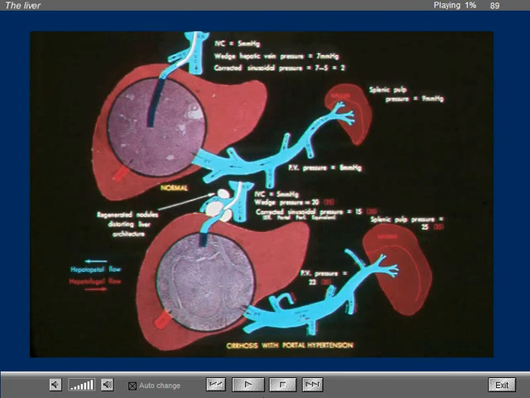In these two diagrams, we want to contrast a normal situation with a patient with cirrhosis. In the top diagram, note that the inferior vena cava pressure is 5 millimeters of mercury. The wedge hepatic vein pressure is about 7 millimeters of mercury. So the corrected sinusoidal pressure, which is the difference between the two, is only 2 millimeters of mercury.